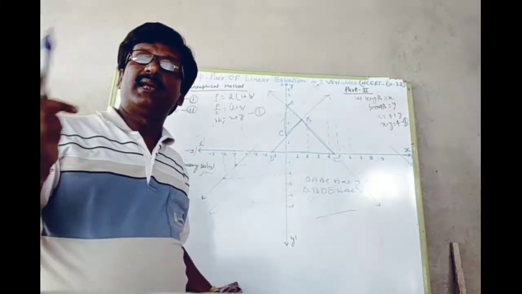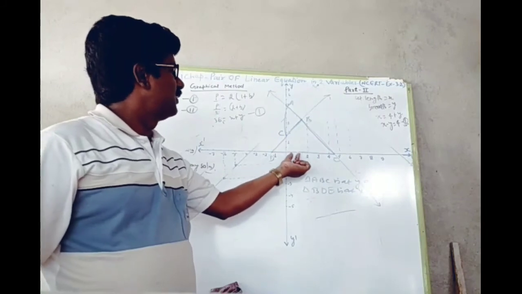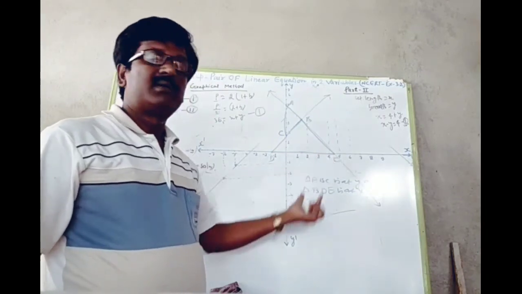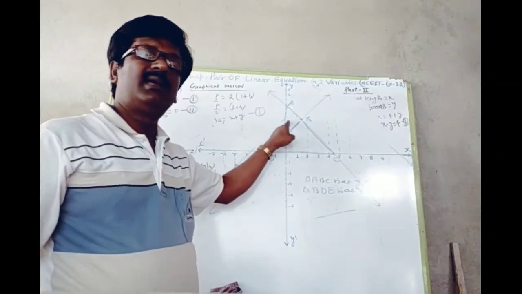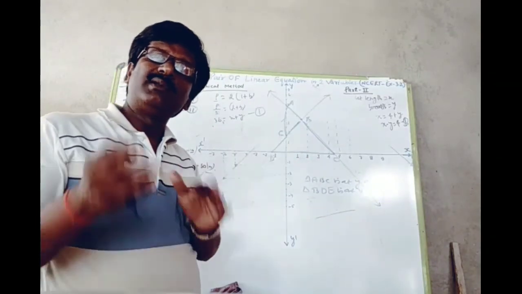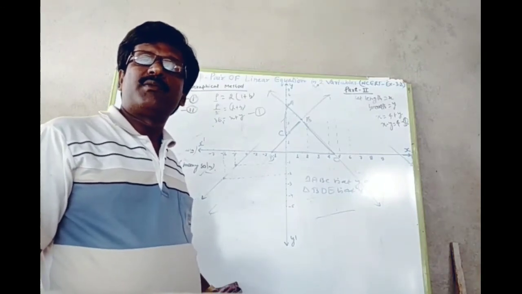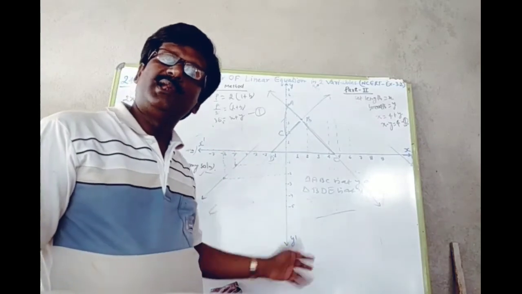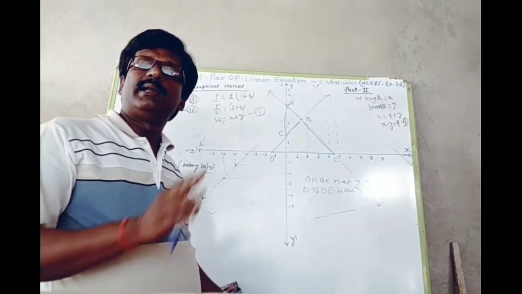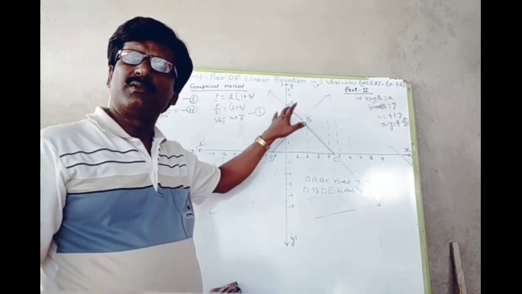Suppose we have to find the area, then that will be the base. We count 1, 2, 3, 4, 5. Suppose the base is 5 units and the height is 3 units. Once again we use the formula for the area of a triangle, 1 by 2 into base into height. Then by substituting the values, we can find the area of the given triangle. Similarly, the same process can be done with the y-axis.